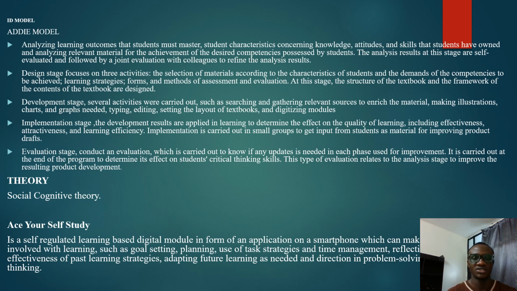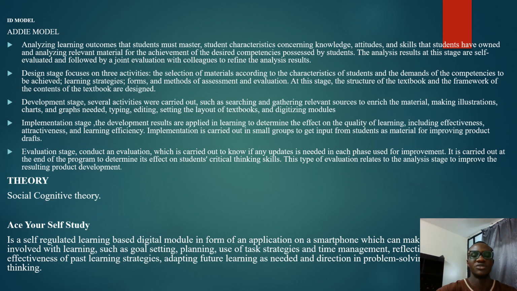The evaluation stage is carried out to know if any update will be needed for each phase for improvement. It is carried out at the end of the program to determine its effect on students' critical thinking skills. This type of evaluation relates back to the analysis stage to improve the results in product development. The theory used is called social cognitive theory.